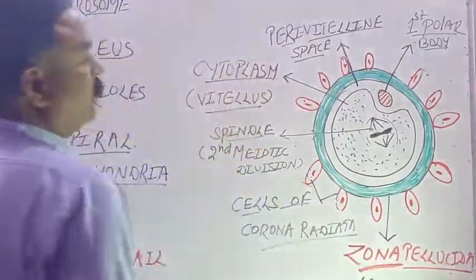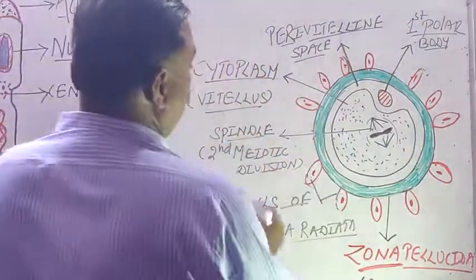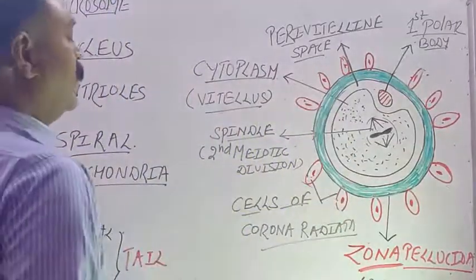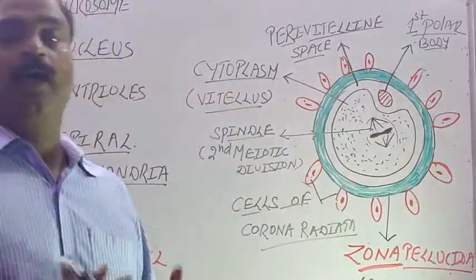Zona pellucida, student, this is a transparent layer. So all this is about the human ovum, which is alecithal.